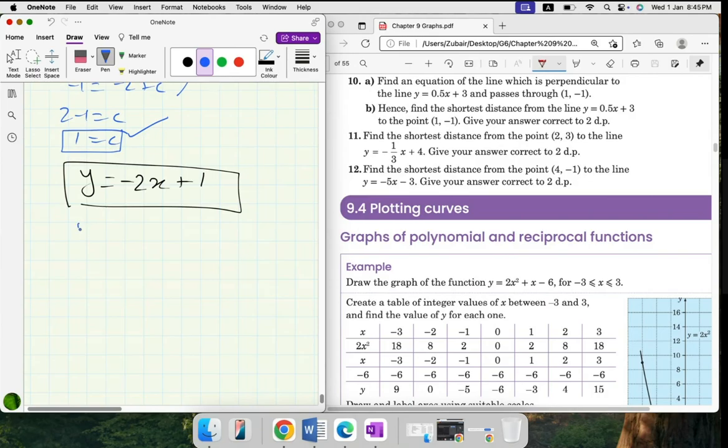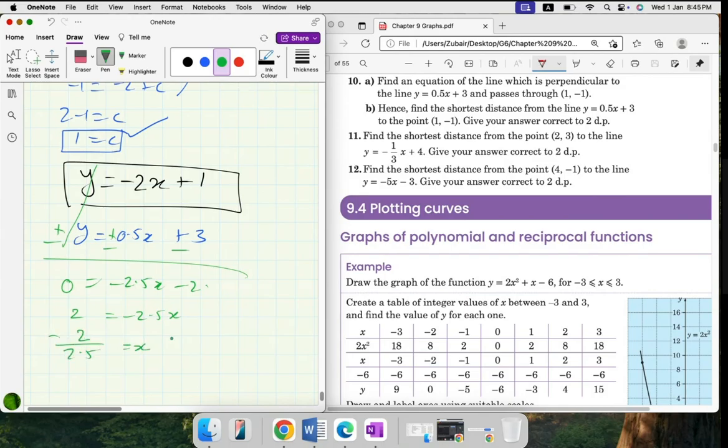I'm writing the first equation, y is equal to 0.5x plus 3. I'm subtracting these, so that's 0 minus 2.5x minus 2. 2 is equal to 2.5x. 2 over 2.5 is equal to x. 2 divided by 2.5 is 4 by 5 or 0.8. Negative 0.8.